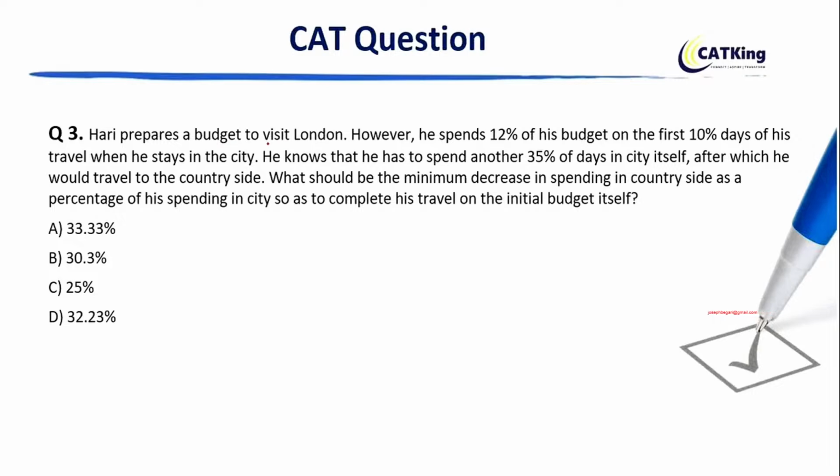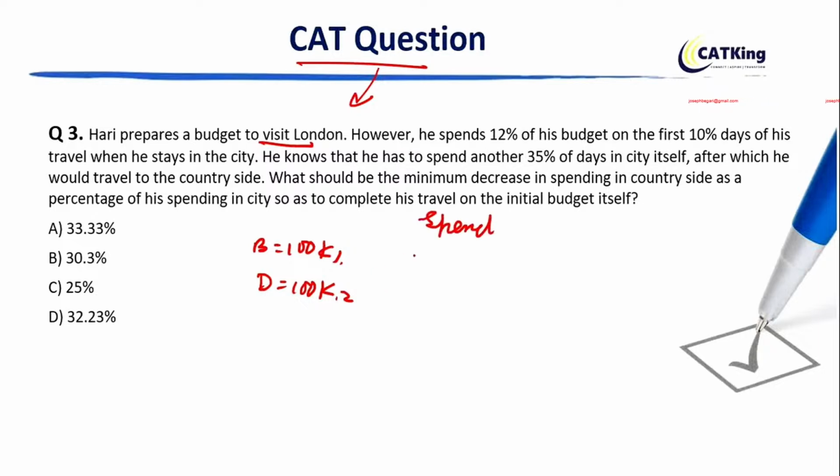Hari prepares a budget to visit London. Again, a past CAT question. However, he spends 12% of his budget on the first 10% of days, right? So, if I assume that the budget is 100K1, and I assume the number of days to be 100K2. Budget is 100K1, days is 100K2. How much he spent? 12% of his budget. He spends 12K1 on the first 10% of days. In how many days? In 10K2 days.